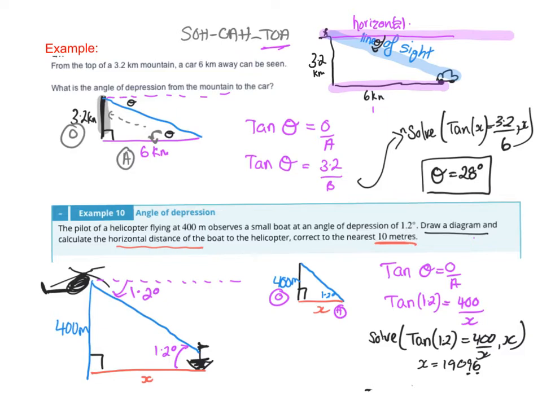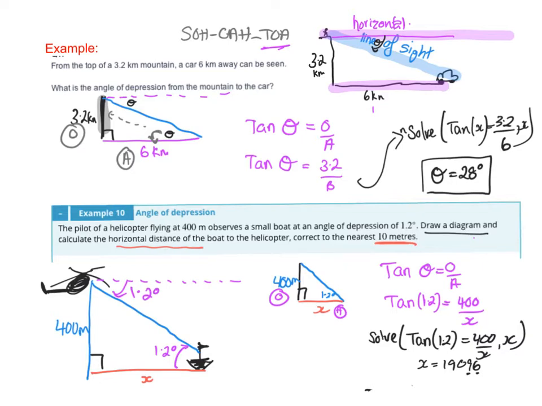Okay. And it observes a boat at the angle of depression. So then we've got a boat somewhere down here. If you join the boat up, remember the angle of depression is that angle there, and they're saying it is 1.2 degrees. So draw a diagram. And then it says to calculate the horizontal distance, which is this, between the helicopter and the boat, correct to the nearest 10 meters. So we'll just do that in a minute.